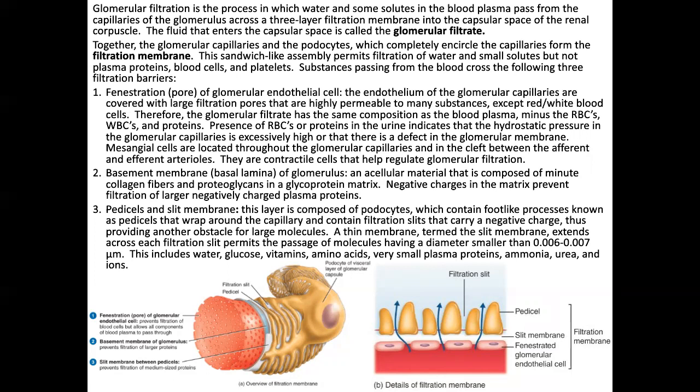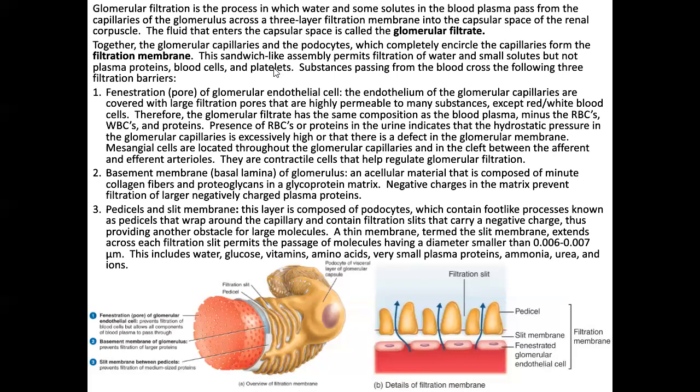Together, the glomerular capillaries, the blood vessels on the inside of the capsule, and the podocytes, those little cells that are yellow in our picture that look like little bugs with one eye and little legs, are going to wrap around those capillaries, and together those create what's called the filtration membrane. This sandwich-like assembly permits the filtration of water and small solutes, but not the big stuff, like I said, your plasma proteins, your blood cells, and your platelets.